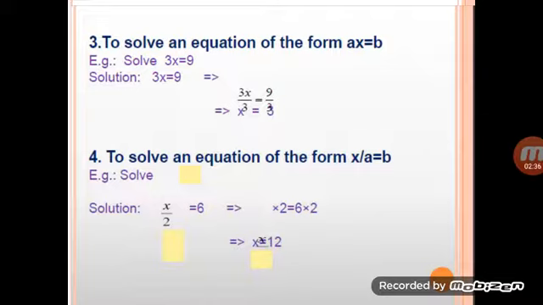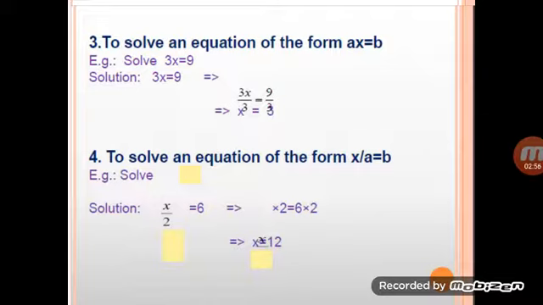The third form is to solve an equation of the form ax equal to b. Something is multiplied with x, and to separate x we will divide the whole equation by the number that is written with x, which is called the coefficient of x. Here, 3x equal to 9, the coefficient of x is 3. We will divide both sides of the equation by 3 and hence the result is x equal to 3.